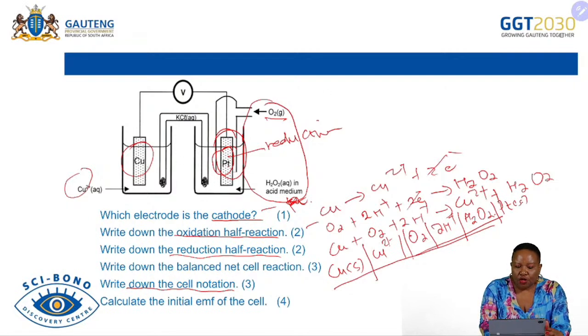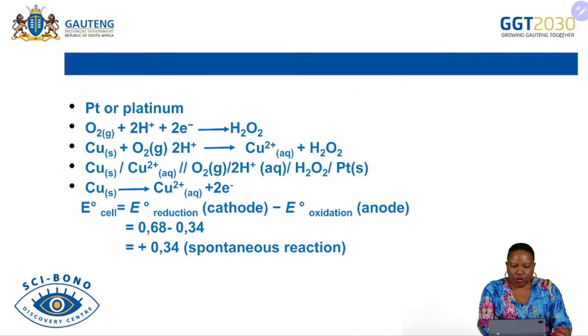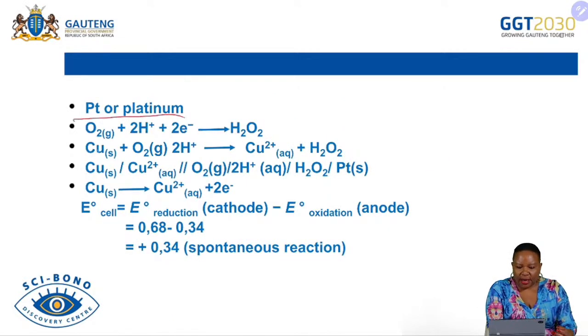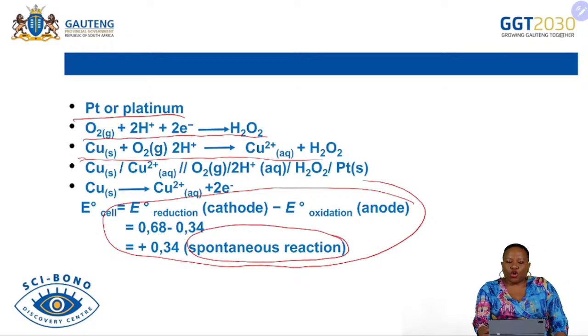So we know that for copper we have 0.34, and for this half cell you'll just check for the one of oxygen going to hydrogen peroxide to see the cell potential and calculate the EMF. So this is what we were saying. This is the half cell of reduction and the cell notation. And then the EMF is this one, whereby we find that this is 0.68 minus 0.34, which is 0.34. And the answer is positive, showing that this is a spontaneous reaction.